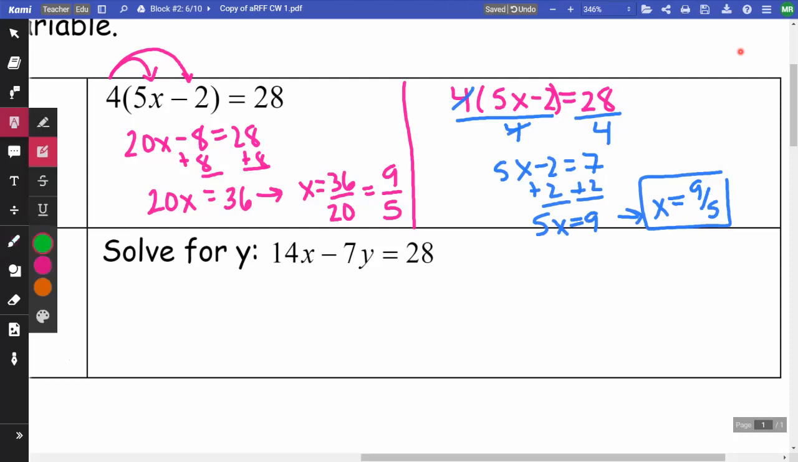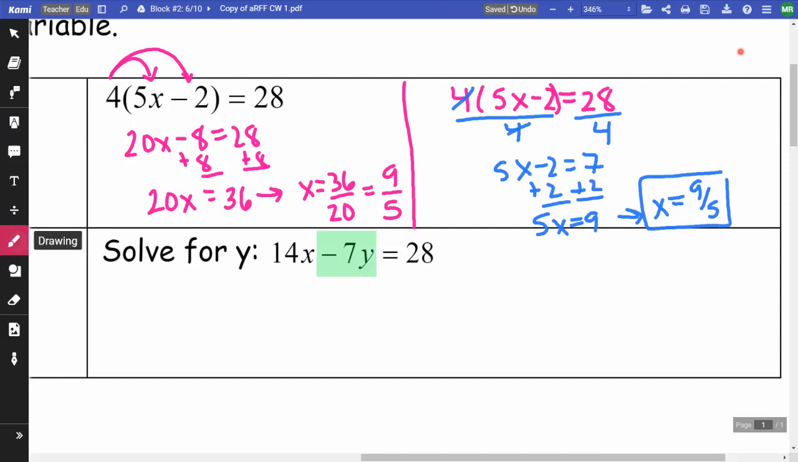Okay, now this last one is one of these literal equations. It's really a line in standard form. We're trying to get into basically slope intercept. So my first step is we're solving for y, so I want to get that negative 7y by itself. So I am going to minus 14x from both sides. And when I do, I'm going to get a negative 7y. Don't forget that negative sign.